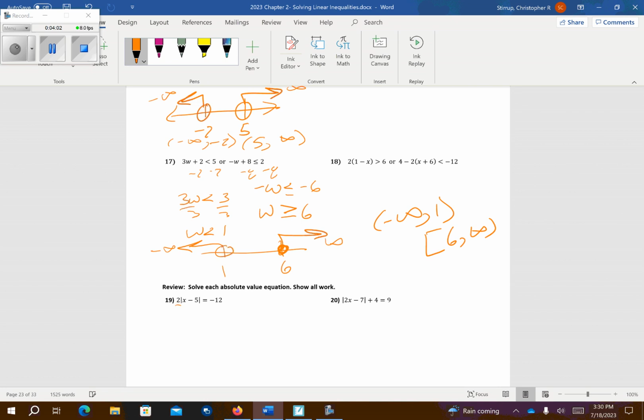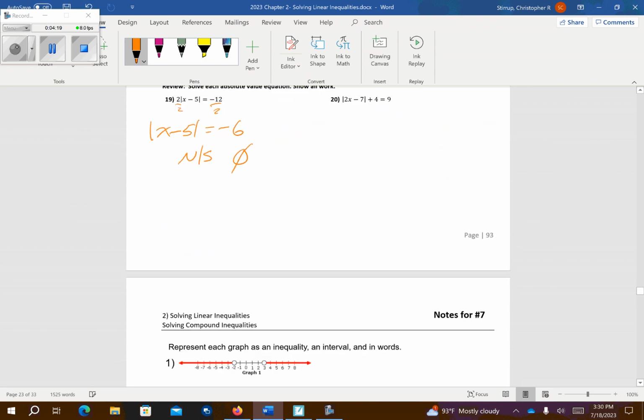Number 19, now we're reviewing. So let's divide each side by 2 first. So you get the absolute value of x minus 5 is equal to negative 6. Remember, if you have the absolute value by itself and it's equal to a negative number, this is no solution, however you want to write it. Okay, but you have to make sure the absolute value is all by itself before you can declare that. There you go.